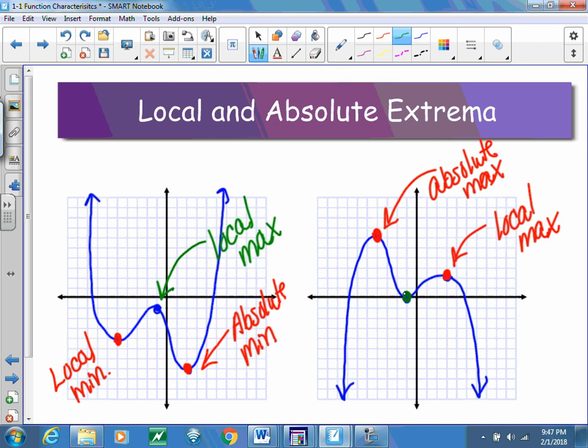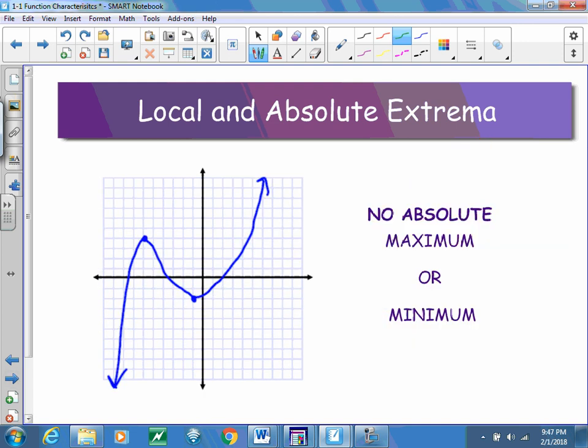I have one low point on here. This low point I'm going to refer to as a local minimum, because I don't have an absolute minimum, because my graph is going down in both directions. Here's an example of where you have no absolute minimum or maximum. I have a local minimum and a local maximum, but I have no maximum. I have no minimum.